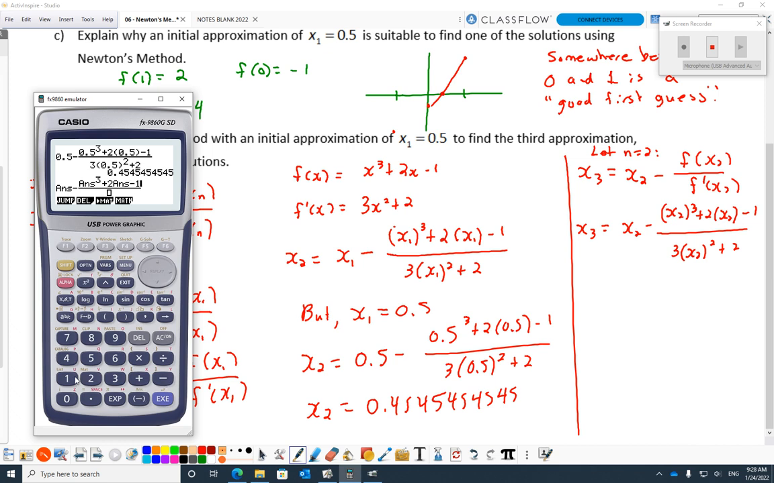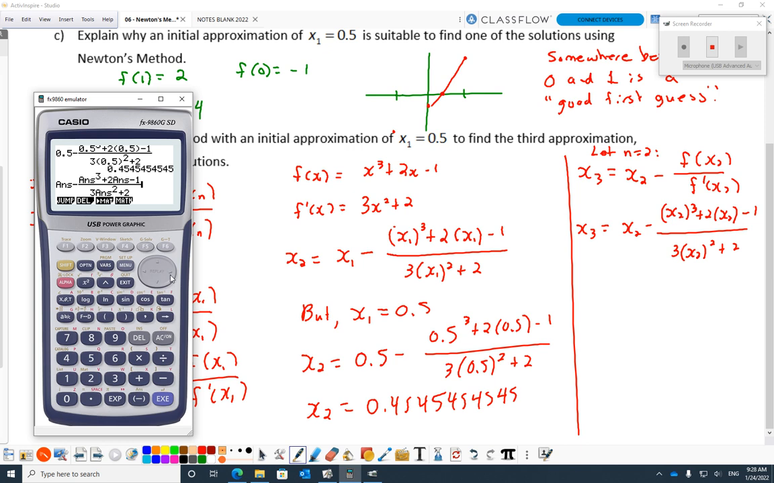By the way, if halfway through this you're like, why didn't someone tell me about this answer button before? The answer is, I don't know. That should have come up, because the answer button is really cool when you get a long decimal like this. And then the denominator is 3 times answer squared plus 2.